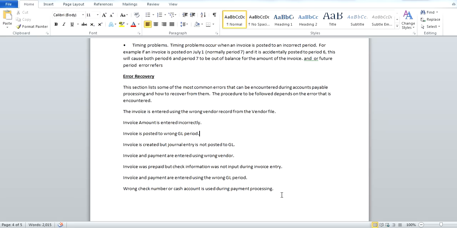An invoice was prepaid, but check information was not input during invoice entry. So that's a more specific type of error. Again, invoice and payments entered using the wrong GL period. Wrong check numbers or cash is used during payment processing. So that would just make your application process incorrect. So that's another good one. But these are just some high level examples of the different types of scenarios that could go wrong, and then it gives rise to your ability to then go investigate.